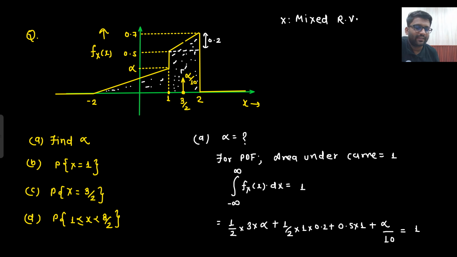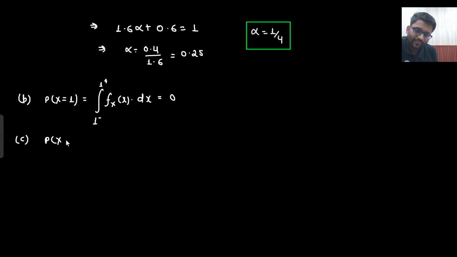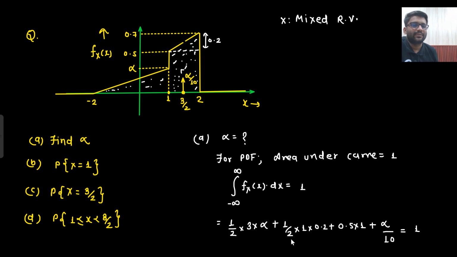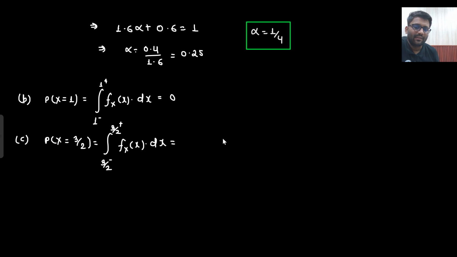How will you find the probability at 3 by 2? You will take the area from 3 by 2 minus to 3 by 2 plus. Here you can see that this impulse is present. From 3 by 2 minus to 3 by 2 plus, this impulse is present, and it has an area of alpha by 10. So alpha by 10 would be the answer, and that would be equal to 1 by 40. And what about the last one?